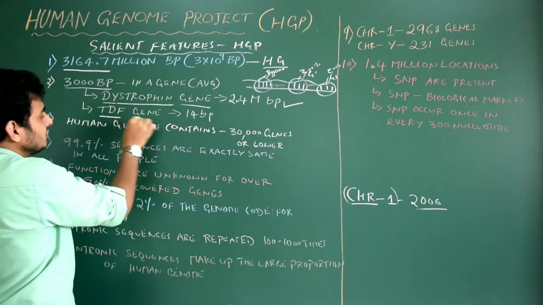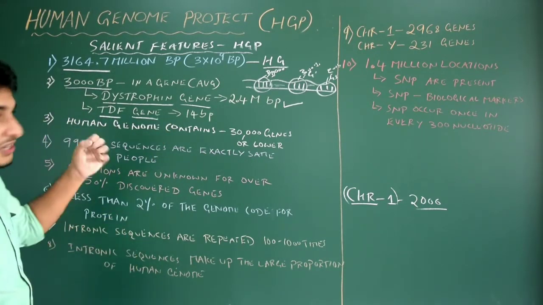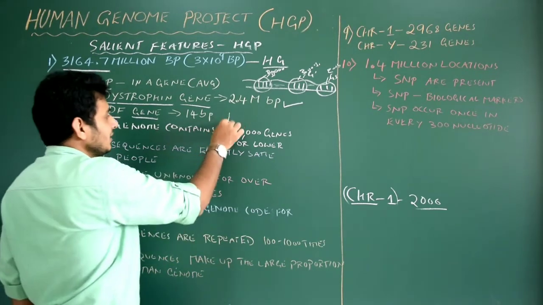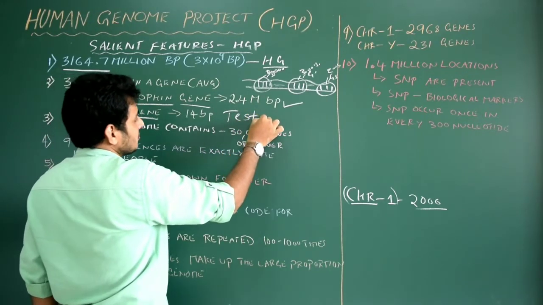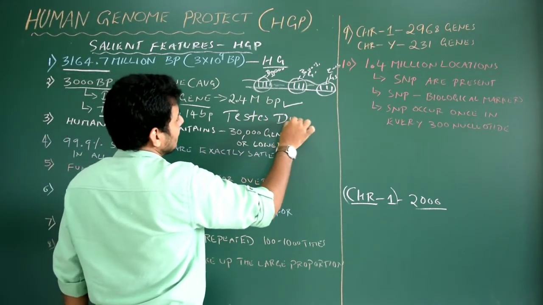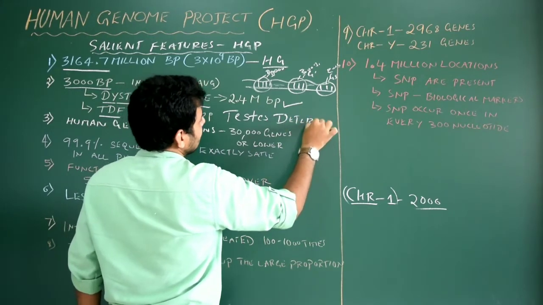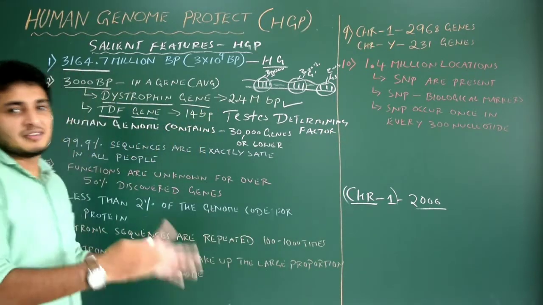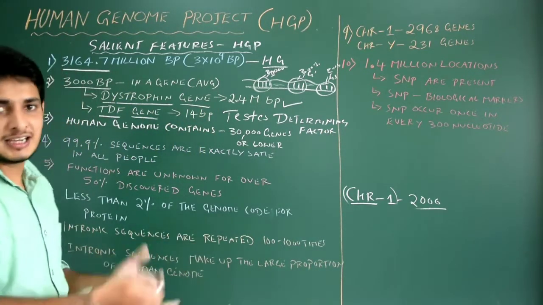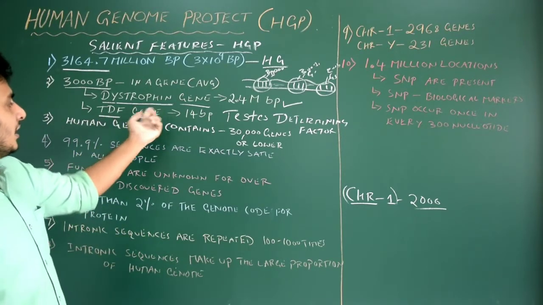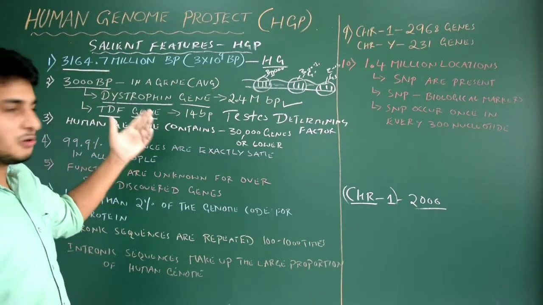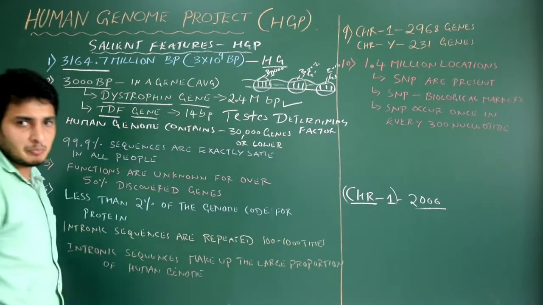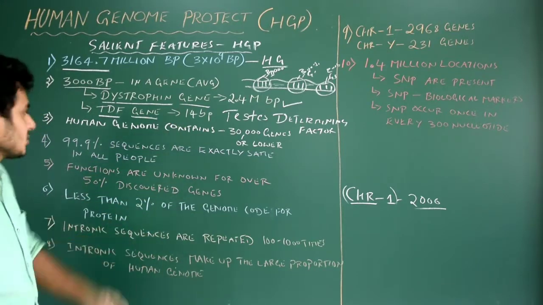Next is the TDF gene, which is the smallest gene in our body, particularly present in males. TDF is testis determining factor, which contains 14 base pairs. Testis determining factor, TDF, determines male, correct? If this gene is present in any of the chromosomes, then obviously the individual will be male. TDF is present in the male's Y chromosome, that is 14 base pairs, the smallest.